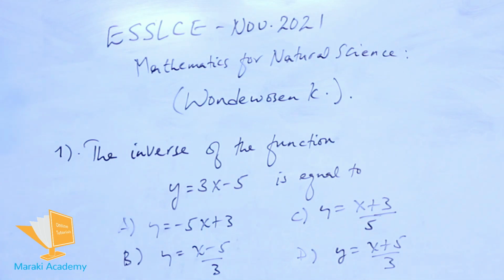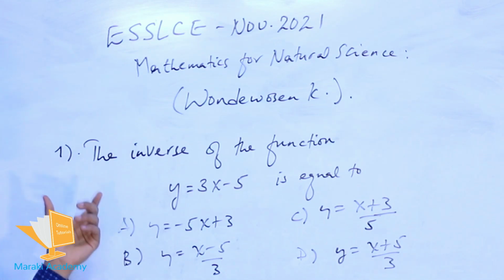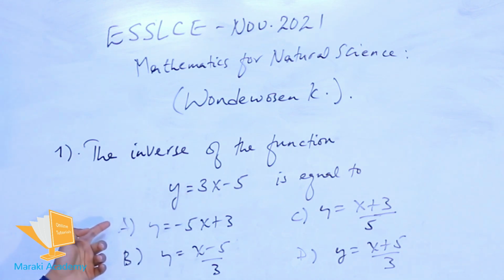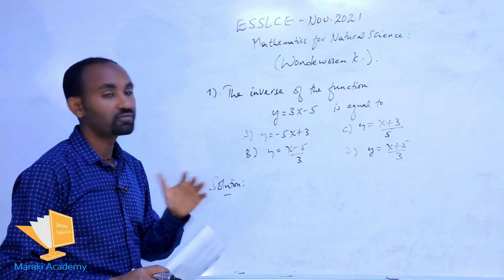Okay, so the first question from the ESSLCE November 2021, we get this question, which is about a function. The inverse of the function y equal to 3x minus 5 is equal to any of these choices. So let's see how we compute the inverse of a given function.